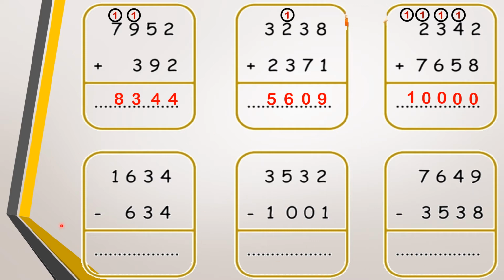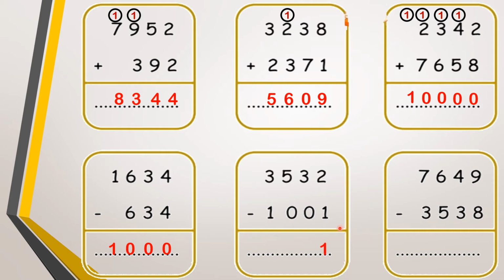Here I'm going to use borrow strategy. 4 minus 4 equals 0. 3 minus 3 equals 0. 6 minus 6 equals 0. And I will drop down 1 in 1,000. So it's going to be 1,000.